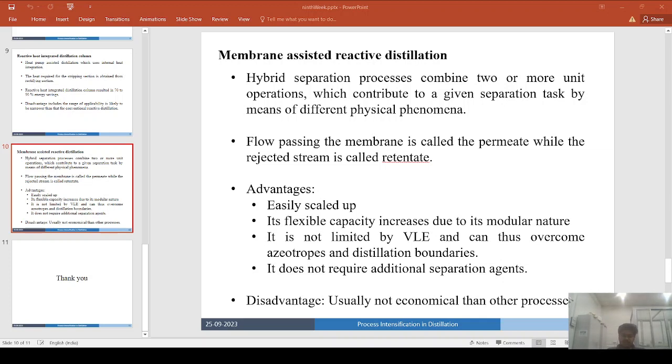Now, if we compare the different reactive distillation processes with other process intensification technologies, we see that in terms of energy savings range, the conventional reactive distillation technology will give you about 15 to 80% only. And if you combine the reactive distillation with the divided wall columns, there you would get about 15 to 75% improvement.